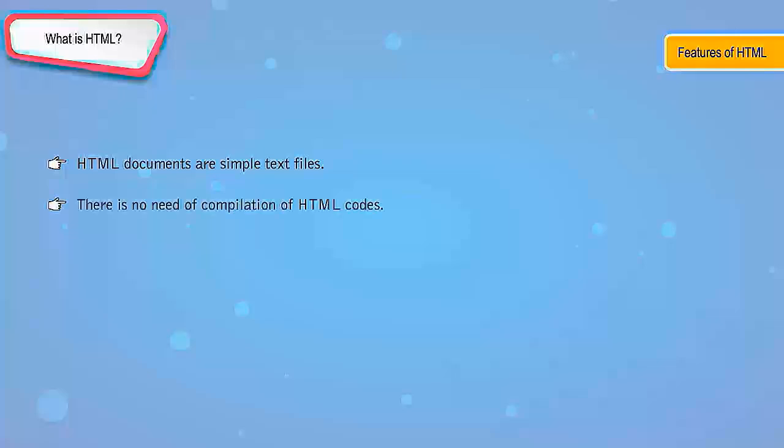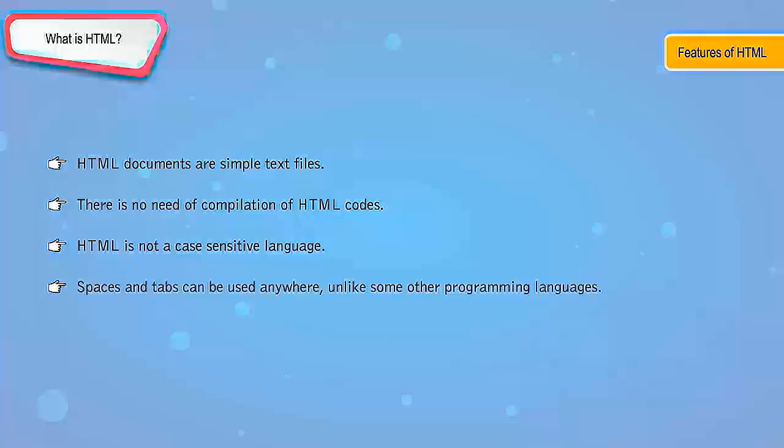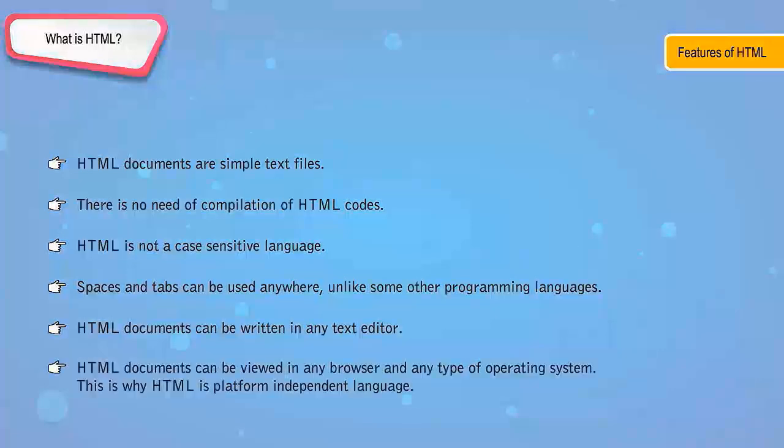Features of HTML. HTML documents are simple text files. There is no need of compilation of HTML codes. HTML is not a case-sensitive language. Spaces and tabs can be used anywhere, unlike some other programming languages. HTML documents can be written in any text editor. HTML documents can be viewed in any browser and any type of operating system. This is why HTML is platform-independent language.